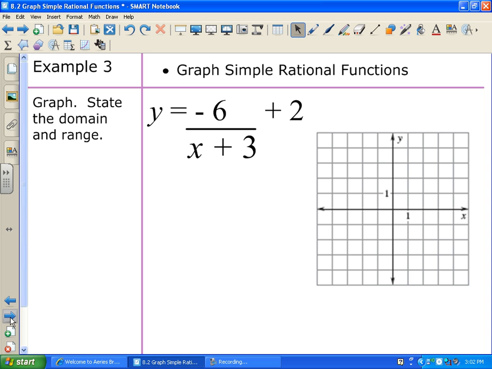Before I give you guys an example of how to do this problem, I would challenge you right now to answer this question to yourselves. How is this graph going to be different than all the other graphs we've done today? Again, how is this graph going to be different than all the other graphs we've done today?